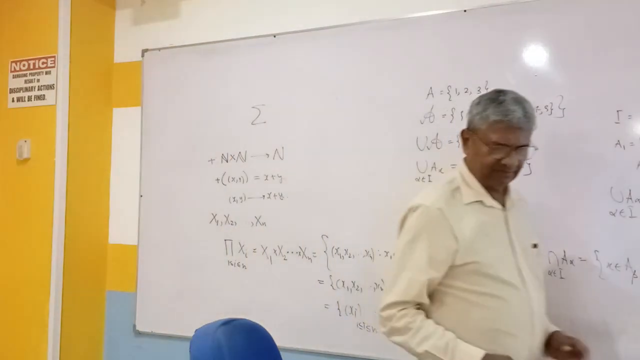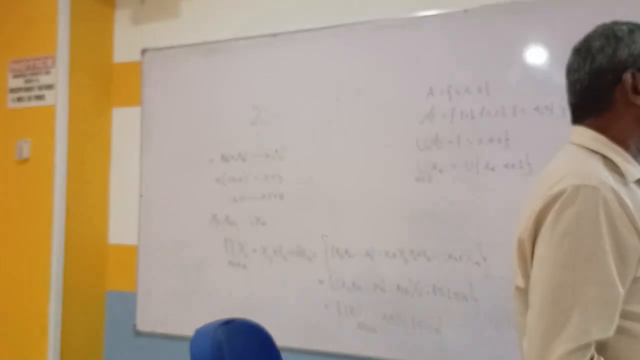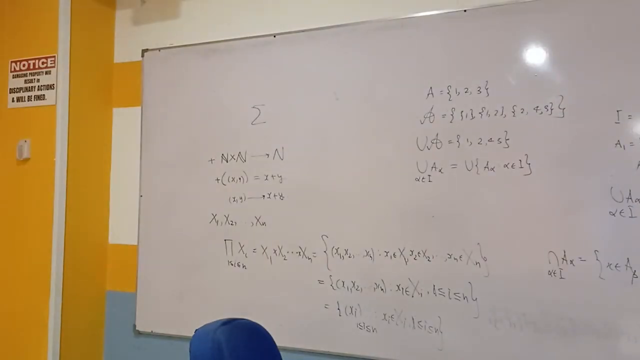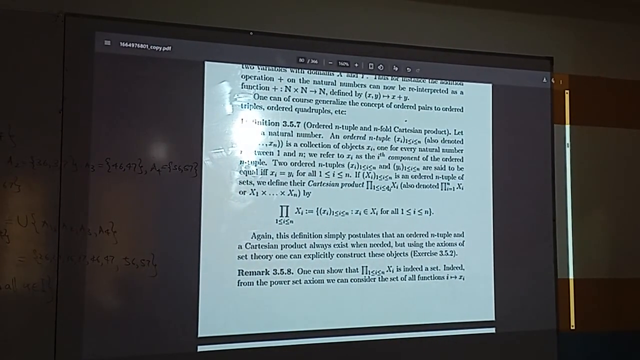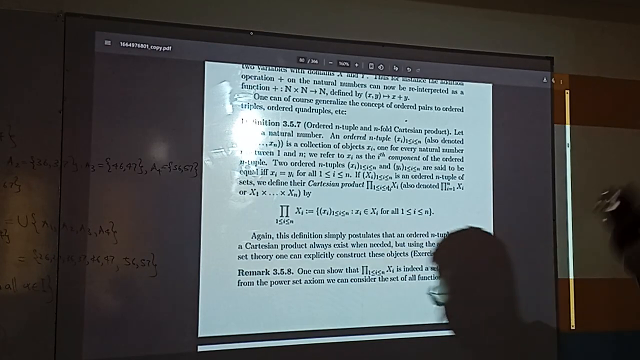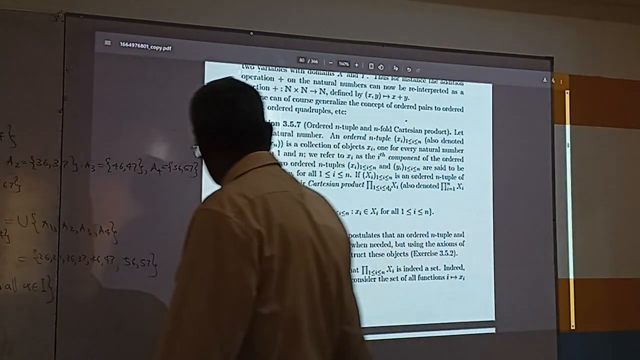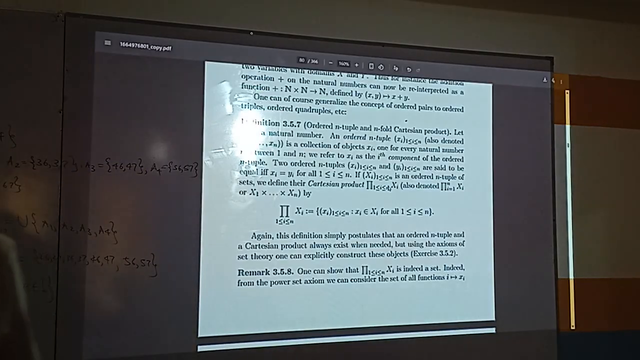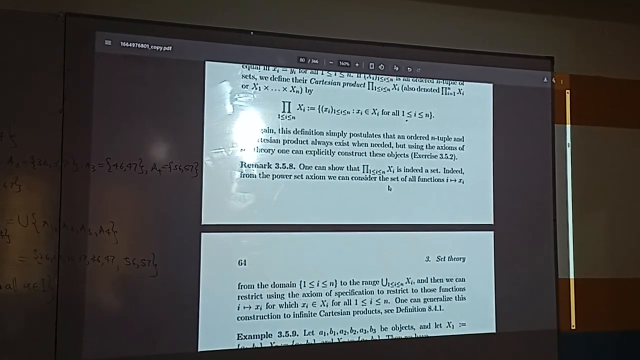So, again, this definition simply postulates that an ordered n-tuple and a Cartesian product always exist when needed, but using the axioms of set theory, one can explicitly construct these objects. I did not pay attention to that kind of thing. Axiom 3.5.8. One can show that this is indeed a set.